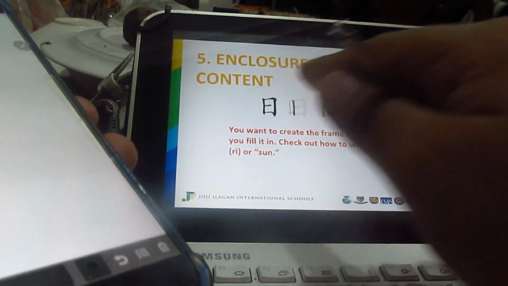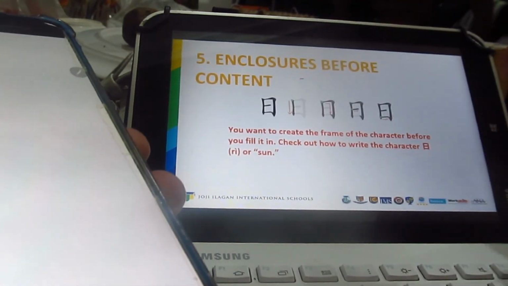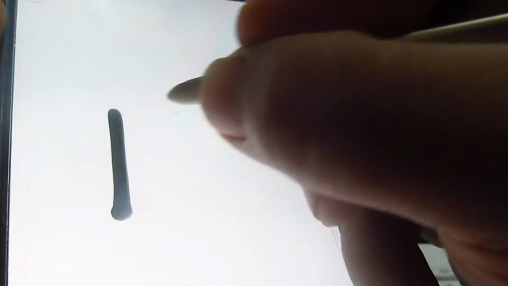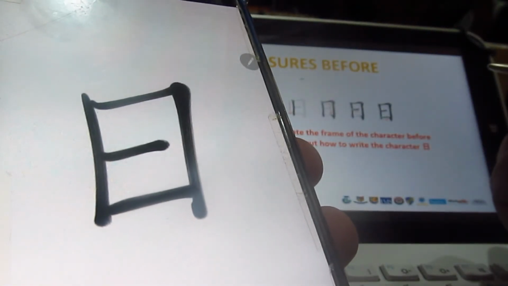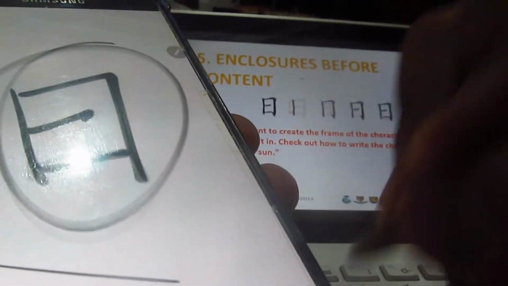Okay, rule number 3. Enclosures before content. Before you close, you want to create the frame before you fill in. So for example, this character ri, which means the sun or day, 1, 2, 3, and 4. Again, 1, 2, 3, and 4. Okay, that's how you write ri, or sun.